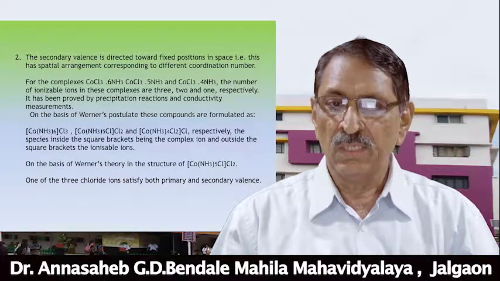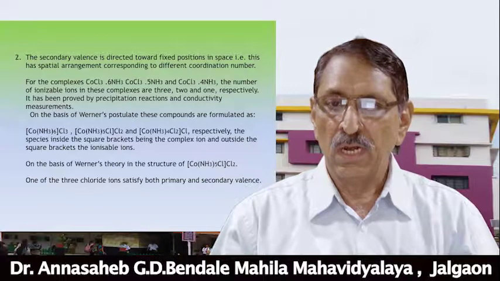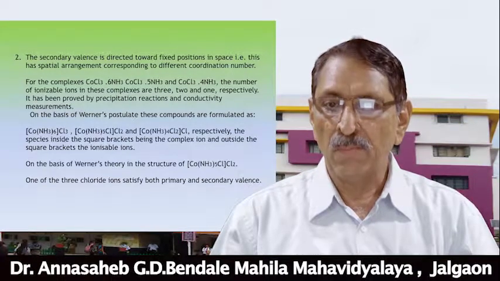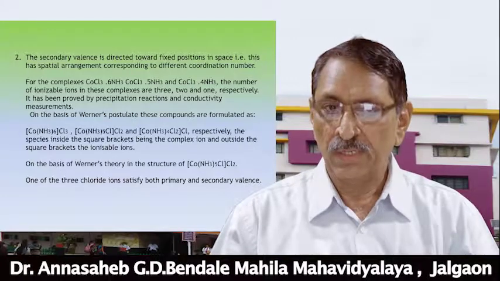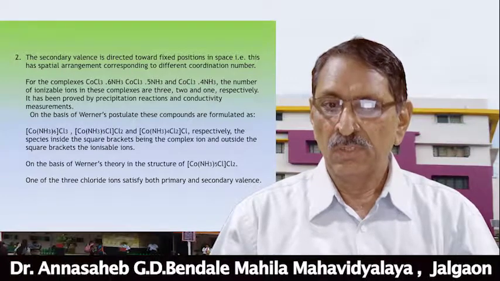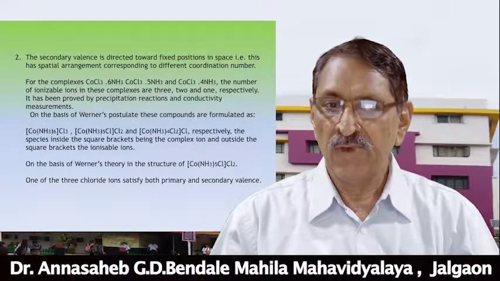So, in this way, the structure of the compound according to Werner's theory, for the second compound, is pentaamminechlorocobalt(III) chloride, and in this compound the chloride ion inside the bracket satisfies both the primary as well as the secondary valencies.